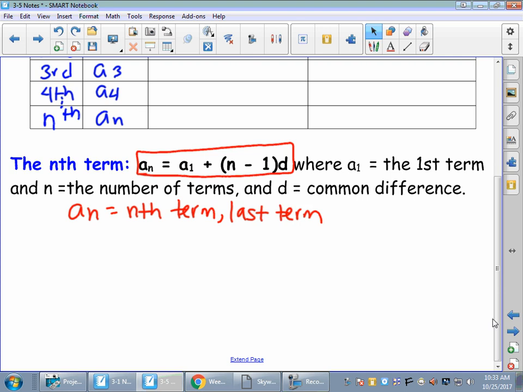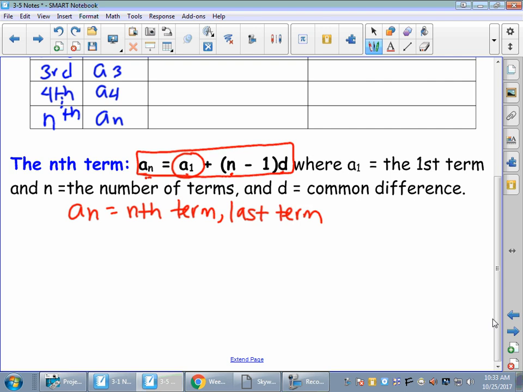So maybe we want to find a sub n. We plug in a sub 1, n, and d and solve. Maybe we have the last term, but we want to find the first term. So we plug in the last term, the number of terms, and d and solve. So there's 4 different things going on there. As long as you have the other 3 variables, you can solve for any of them.